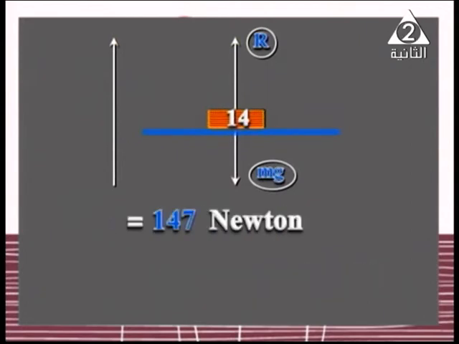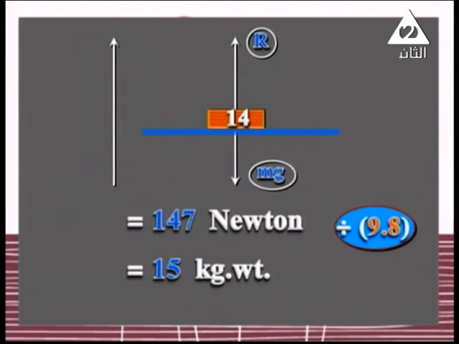By dividing by 9.8, we find the value of R equals 15 kilogram weight with approximation. My dear student, when converting Newton to kilogram weight, divide by 9.8. Therefore, R equals 15 kilogram weight.